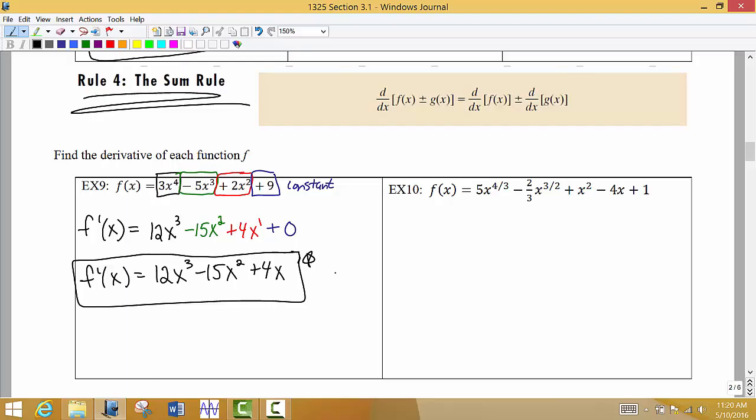All right, so let's do another one. This one has some fractions. Remember I said we need to get used to the idea of fractions. They're not going away. They will be a part of the rest of the course. Okay, f prime of x equals. So we're going to focus on one term at a time.